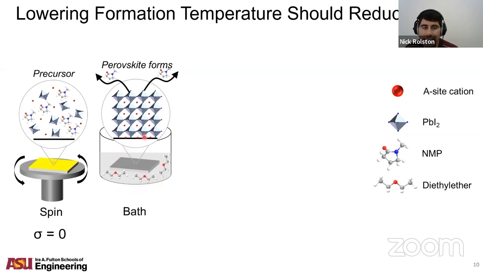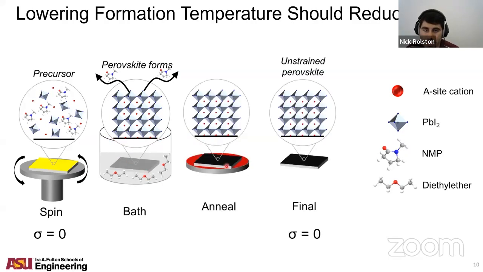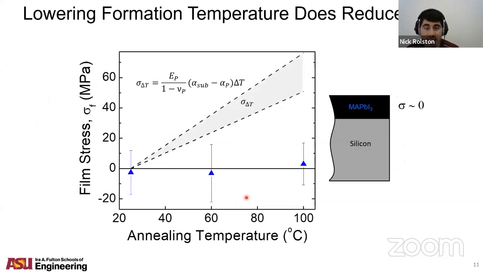And so in this case, the constraint would be that the perovskite attaches to the substrate at room temperature, and then we annealed to remove any of the anti-solvent and form our perovskite. The idea is that in this case, there should be no residual stresses because the perovskite attached at room temperature, because it will swell and then contract together with the substrate upon annealing. And we actually saw exactly that.